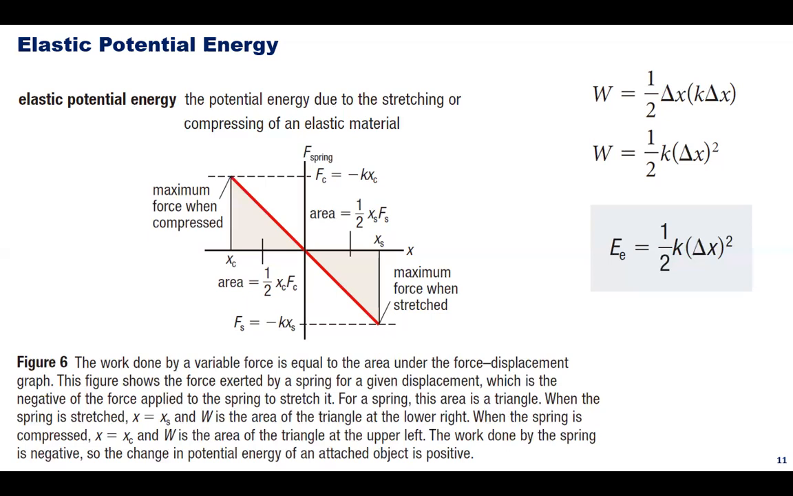Any questions? Since the area of a triangle equals 1/2 the base length times height, the work W done on the spring with a spring constant K can be given by this formula here. W equals 1/2 times delta X times K delta X. Therefore, we have W equals 1/2 times K times delta X squared.